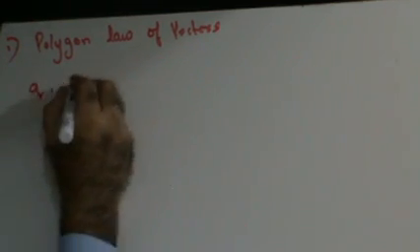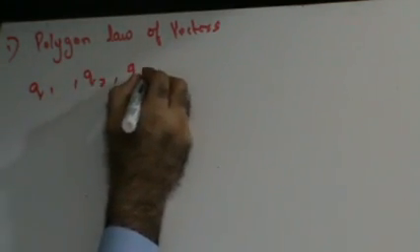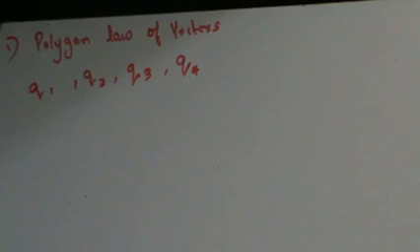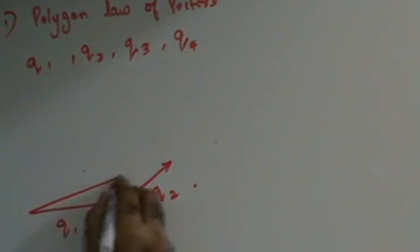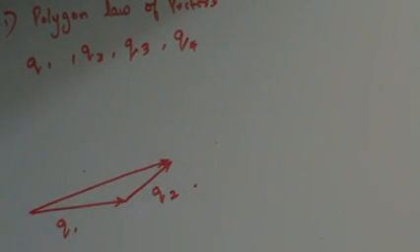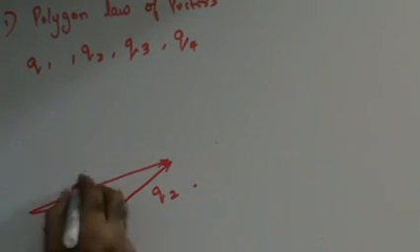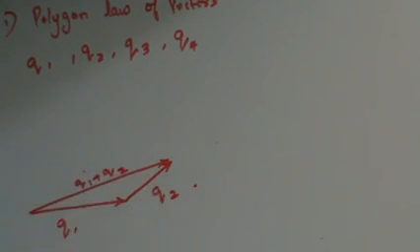Suppose if I have to add multiple number of vectors, then I add them using polygon law of vectors. Suppose I have vectors q1, q2, q3 and q4 and I want to add them. First, let's draw the vector q1. Connect the end point of q1 to the starting point of q2. So this is q2. In order to find the resultant, join the starting point of q1 to the end point of q2. That makes a triangle. So this is going to be my q1 plus q2.